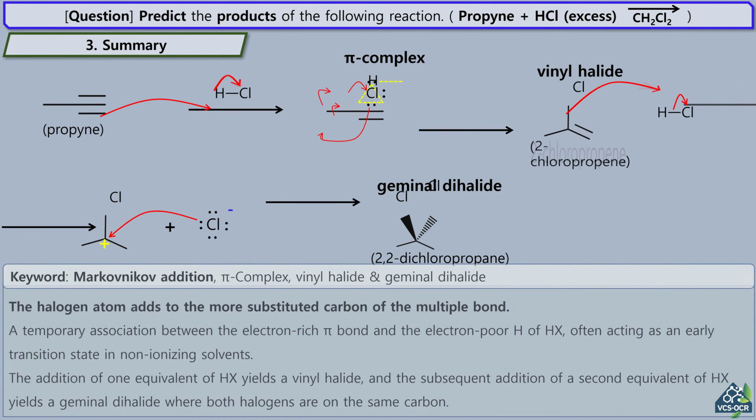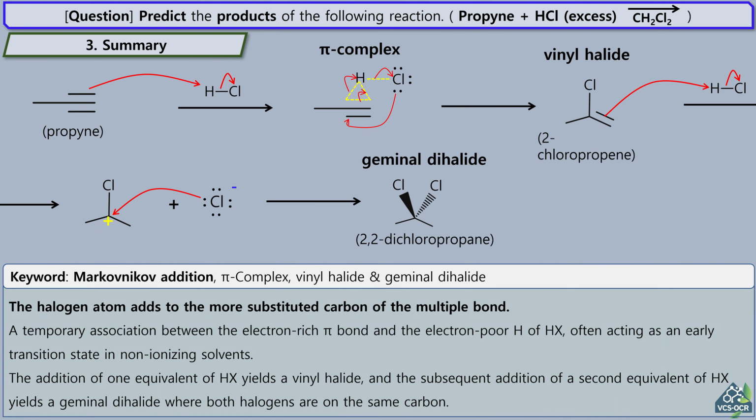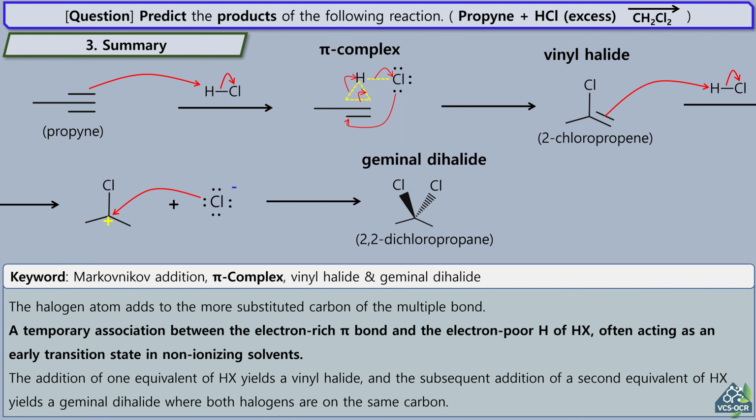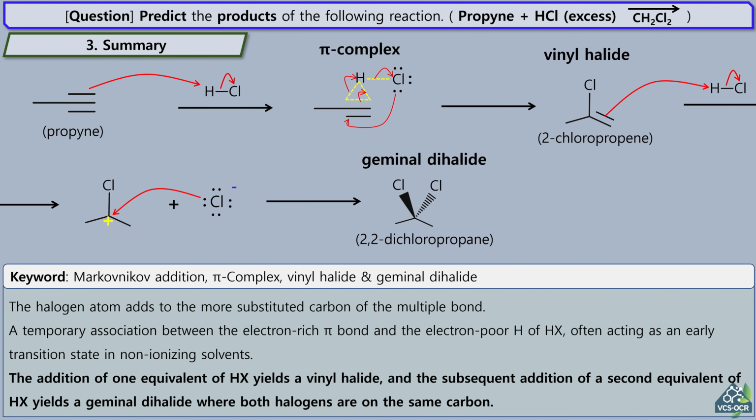Let's organize by keywords. The halogen atom adds to the more substituted carbon of the multiple bond. A temporary association between the electron-rich pi bond and the electron-poor H of HX, often acting as an early transition state in non-ionizing solvents. The addition of one equivalent of HX yields a vinyl halide, and the subsequent addition of a second equivalent of HX yields a geminal dihalide, where both halogens are on the same carbon.